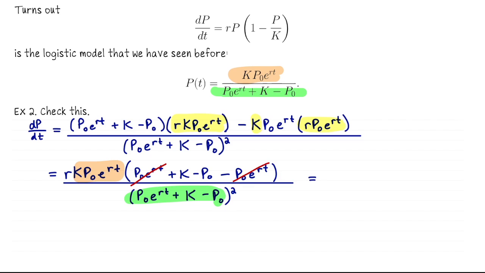So let me bring r by itself out front, and then I'll do the highlighted part from the numerator, k p naught e to the rt, divided by one copy of that term from the denominator. So let me paste it, and then I'll just get rid of that square. And then I'm out of room. Okay, let me just go down to the next line. And then we're left with k minus p naught divided by the other copy of the term in the denominator.